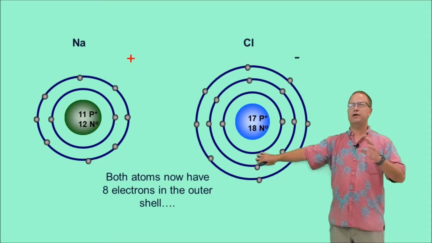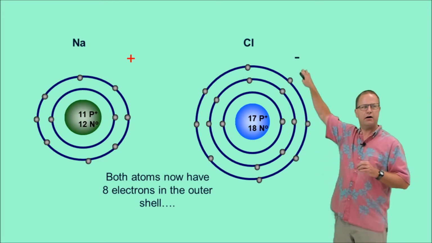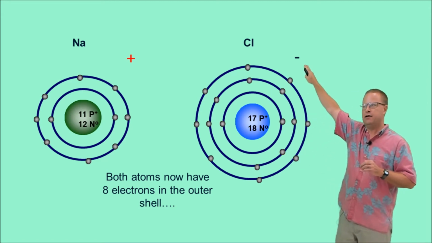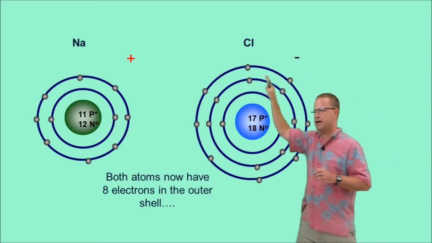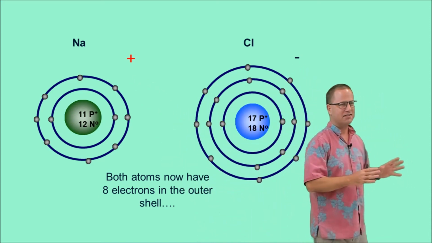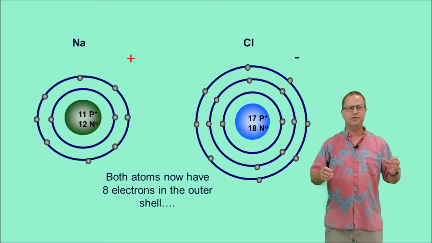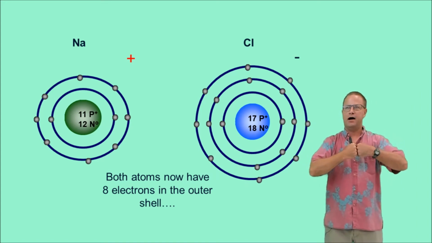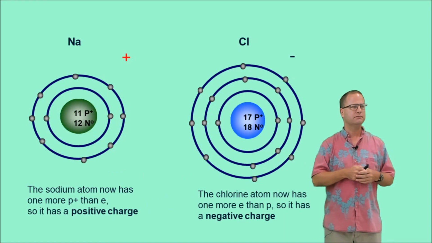So we have one more negative than we do a positive. So we are now a negatively charged ion, or anion. So we have a negatively charged ion and a positively charged ion. And what do we know about opposites? That's right, opposites attract. So these ions will stick together by these ionic charges.